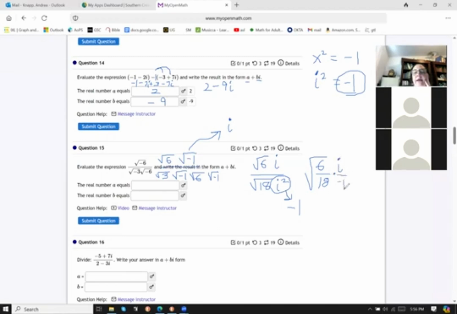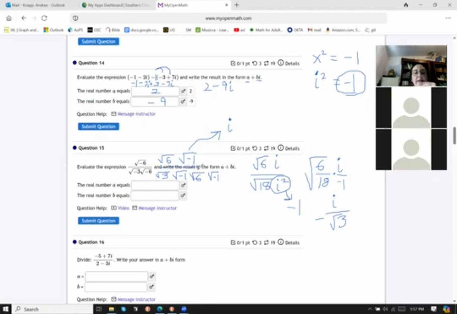But the 6 over 18 now we can simplify as 1/3. The square root of 1 is just 1. So we've got 1 I in the numerator. And in our denominator, we have a root 3. And root 3 times negative 1 is a negative.